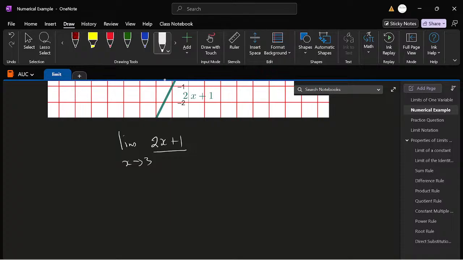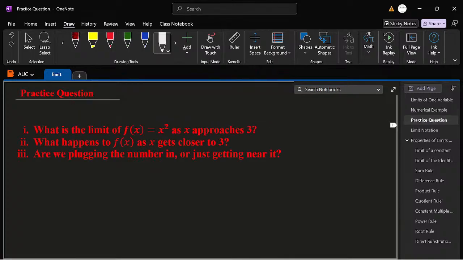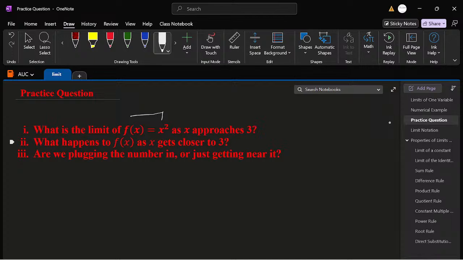So we're going to look into this as we dive into this course. Okay, so let's look into a practice question for you. Now I want you to find the limit of this function x squared and what happens to f of x as x gets closer to 3. Then the third one will be, are we plugging the number in or just getting near it? So just like 3 minutes should be okay for you.